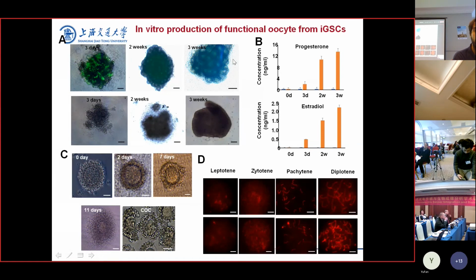The organoid can also secrete progesterone, and we can see different stages of meiosis in the germ cells. This is where we isolated follicles and cultured them at day 0, 2 days, and 7 days for morphology, and we can also see that at 11 days the follicles get big.